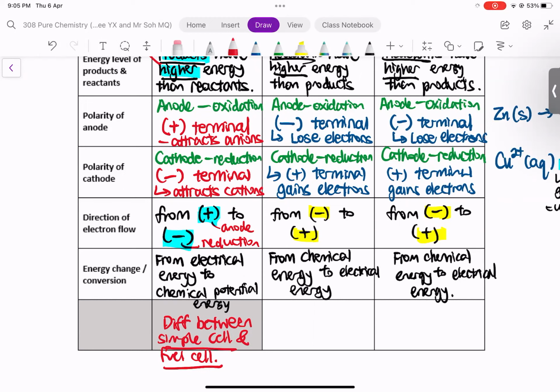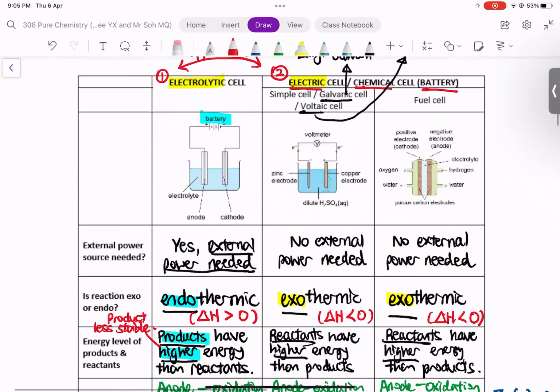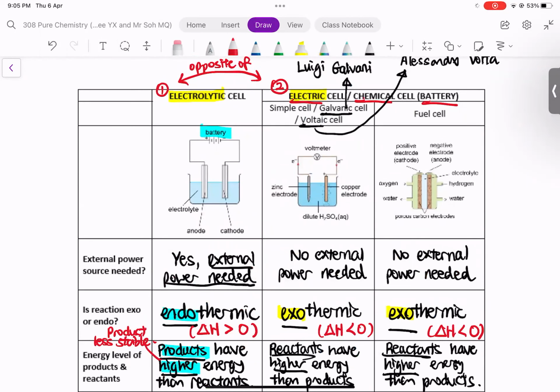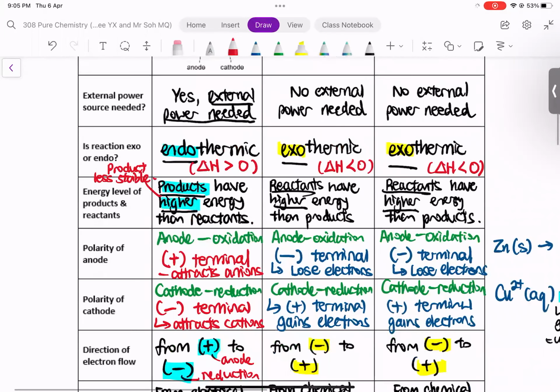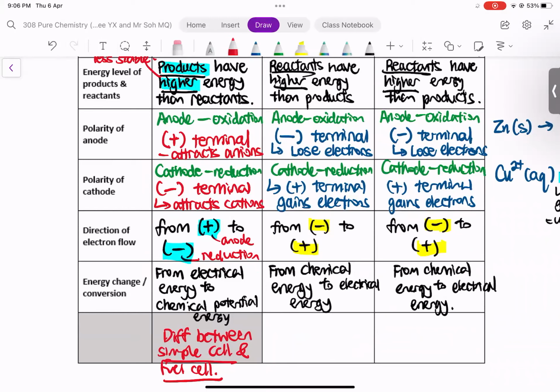All right. Now, I just mentioned simple cell and fuel cell, they are all considered electric cells. So whether it's a simple cell or fuel cell doesn't matter. It operates on the same principles, whether it's exothermic, whether it's the polarities of the electrodes, whether it's the direction of electron flow. There is actually no difference between a simple cell and fuel cell.